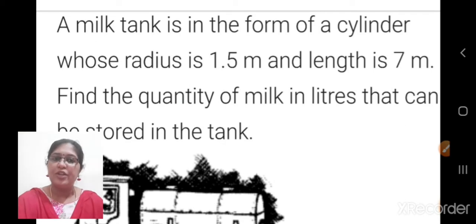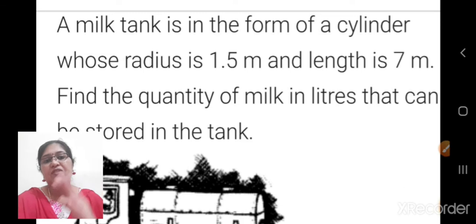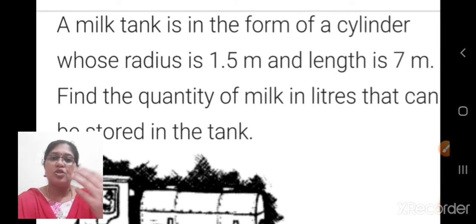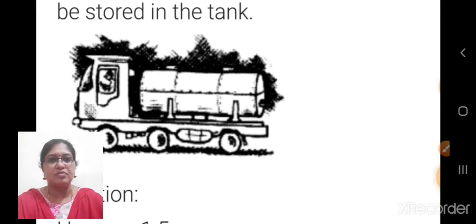So what you should find? You should find the volume of the tank. Then it will be equal to the volume of the milk that can be stored. If it should be converted into liters, we will multiply by 1000. So let us first find the volume of the cylinder. We'll apply the formula pi r square h, that is base area pi r square into height. Now let us see the solution.